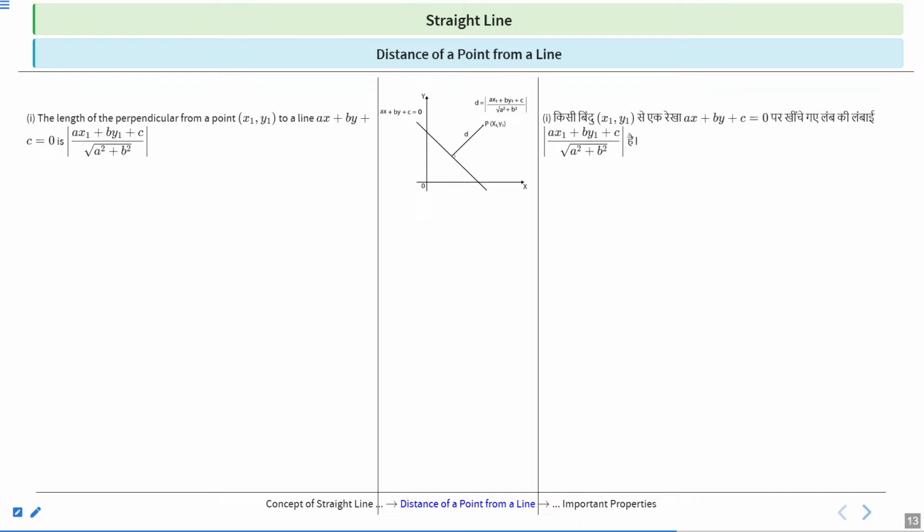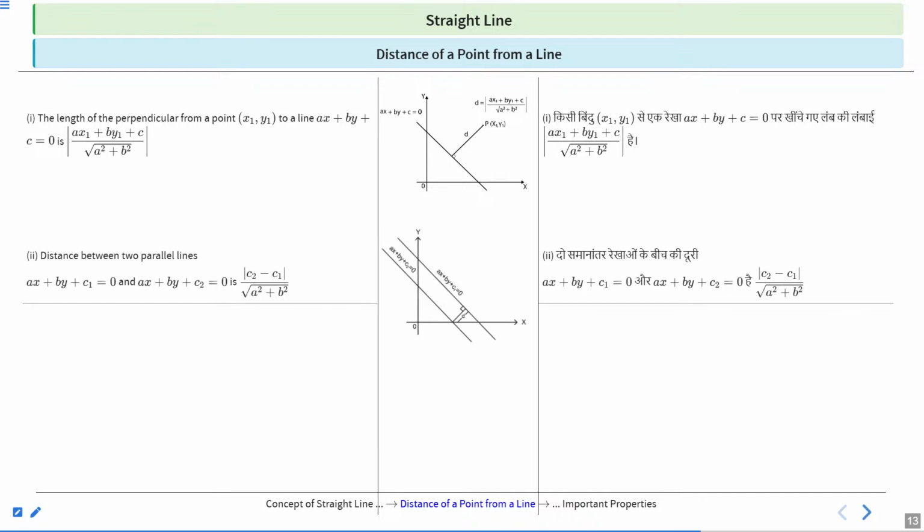Got it? Now, the distance between two parallel lines. See, in this figure, you can see this. We are given two lines, right, which are parallel to each other. So they can be written as ax plus by plus c1 equal to 0 and ax plus by plus c2 equal to 0. Clear? And the distance between them is, suppose, d.